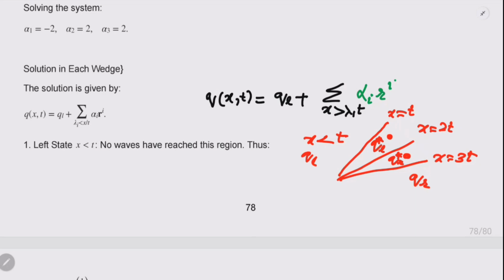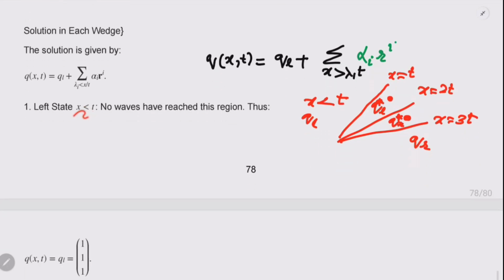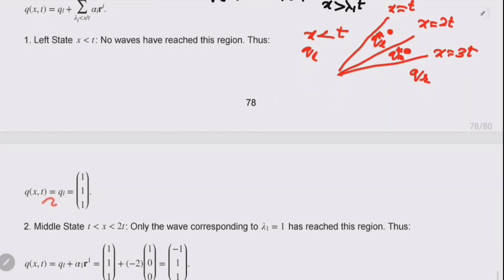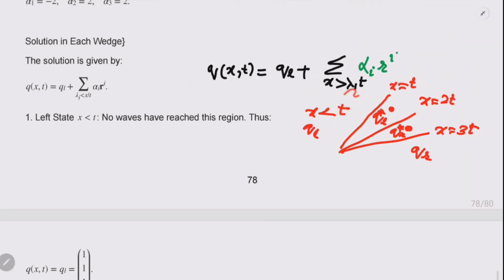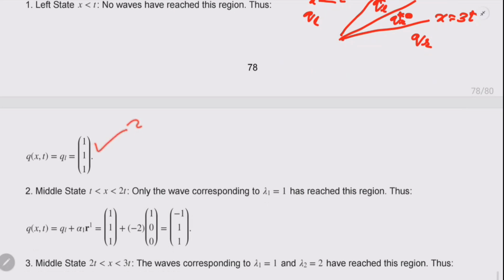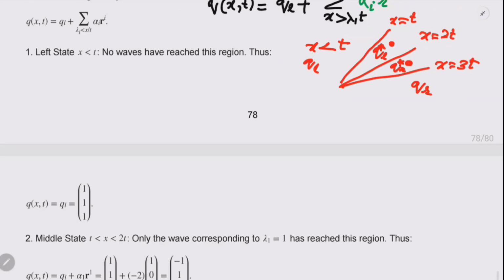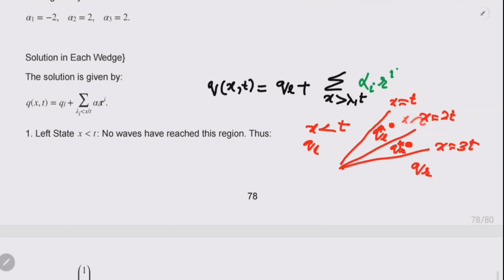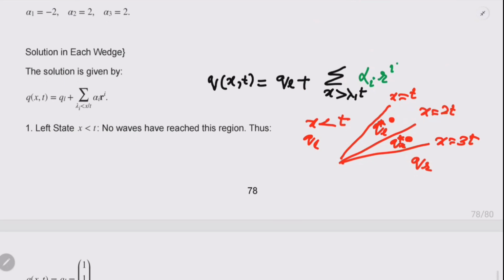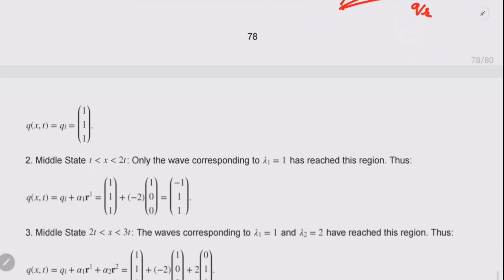Okay. So now we aim to find the solution for x less than t. For x less than t, there is no contribution coming from alpha and R, so we only have Q left. Q left was given in the question. The next region is x greater than t and less than 2t.